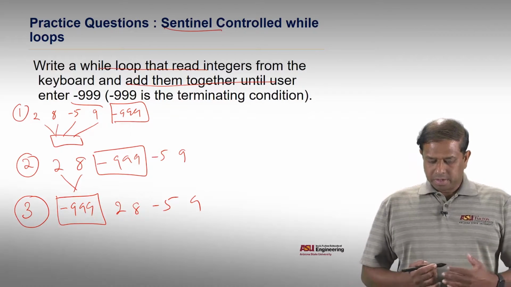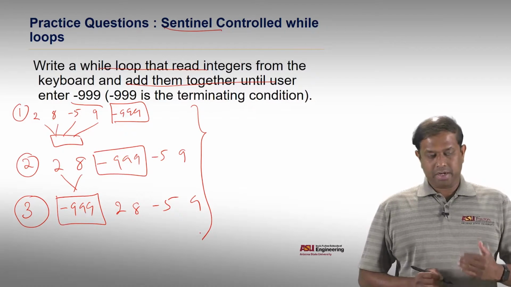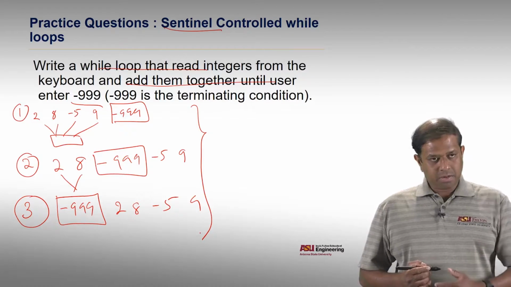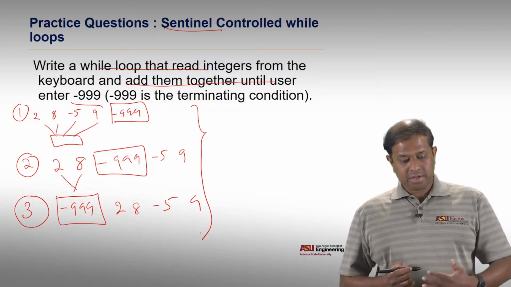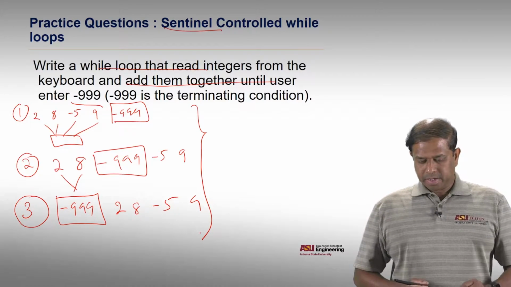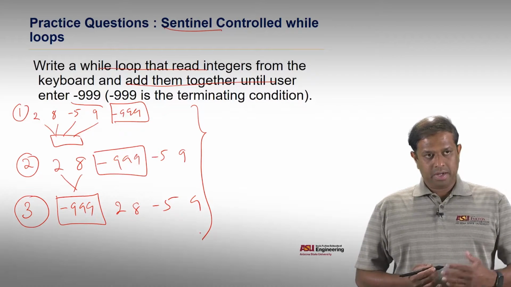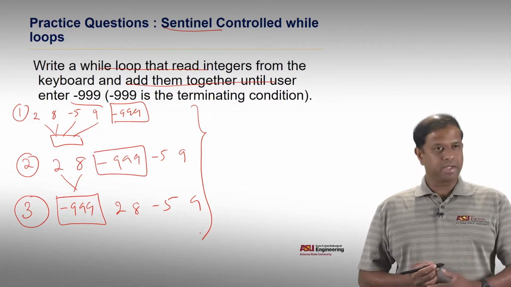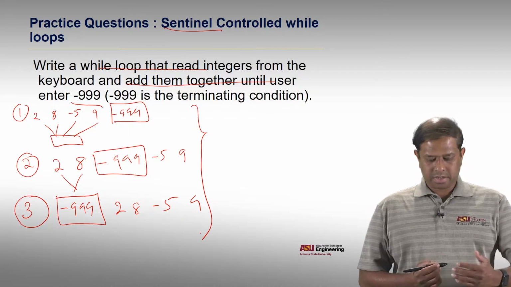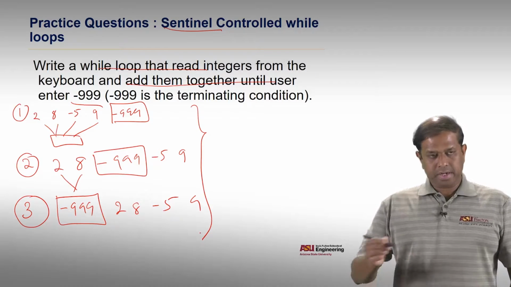Therefore, when you put this statement into C++, we need to accommodate all of these three forms of possible inputs. What we have to do is essentially read a number from the keyboard, and if that number is not equal to -999, we go ahead and add that number to the total sum, and then repeat the process.